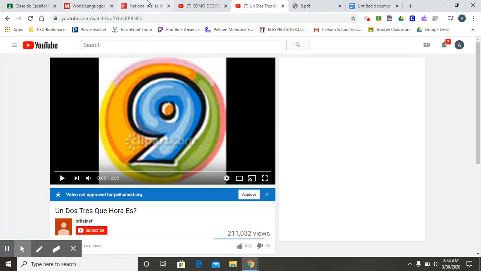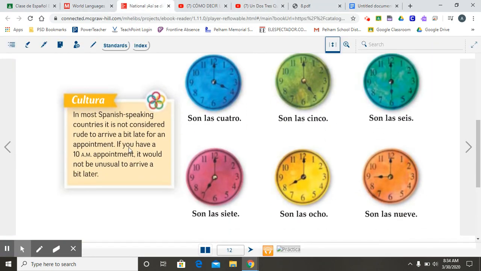Here we go. Let's take a look at this little culture note. It says in most Spanish-speaking countries, it is not considered rude to arrive a bit late for an appointment. If you have a 10 o'clock appointment, it would not be unusual to arrive a bit later. So this is true. I don't want you to think that people are always running late. That's not the case. It's just that we're more laid back when it comes to time.